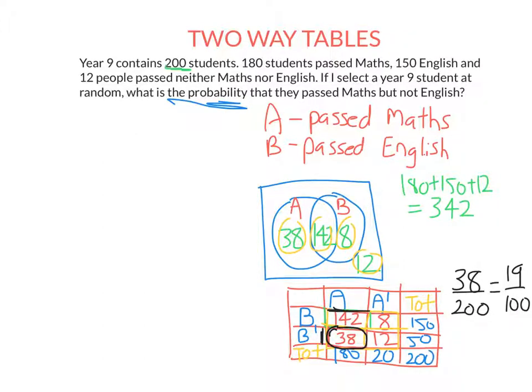Let's look at one more example where it would be easier to use a two-way table than a Venn diagram.